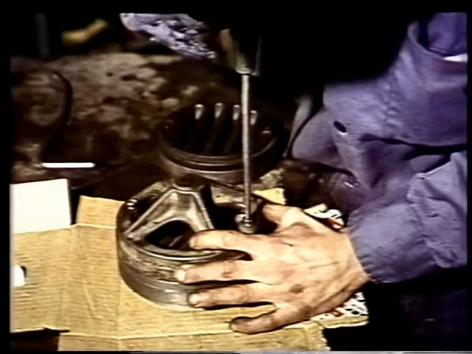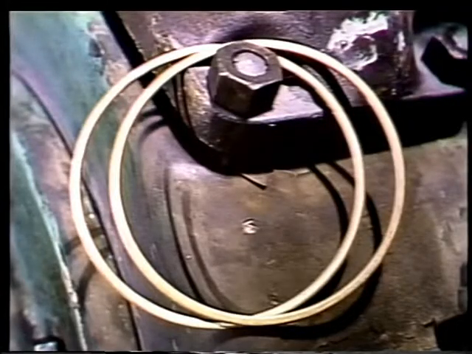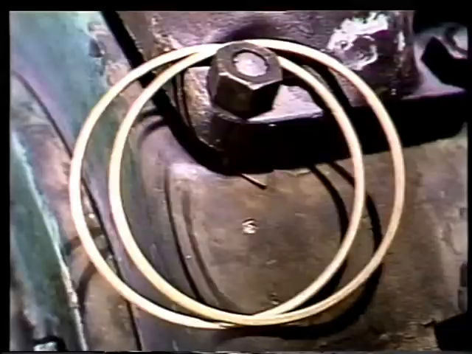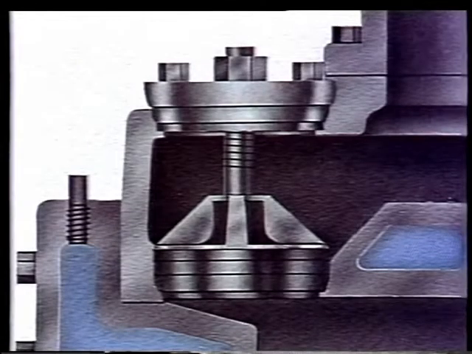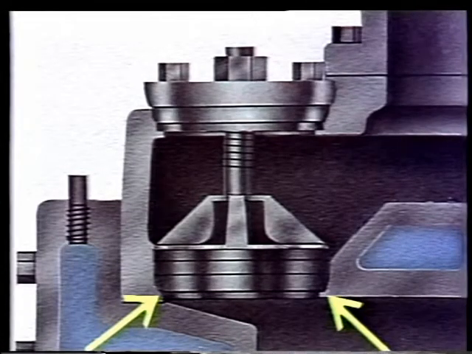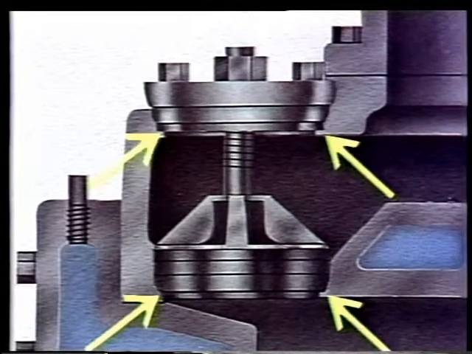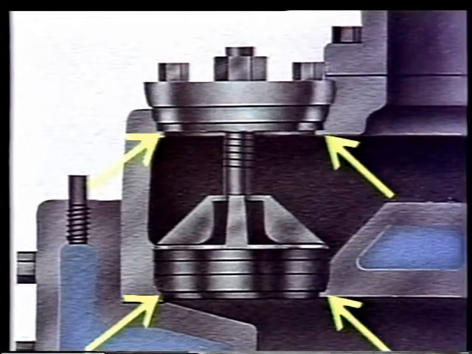Now, you can begin the next phase of this procedure, putting the valve back into the casing. First, the two valve gaskets must be replaced. One of them provides a seal between the valve and the cylinder. The other provides a seal between the outer cover and the casing.